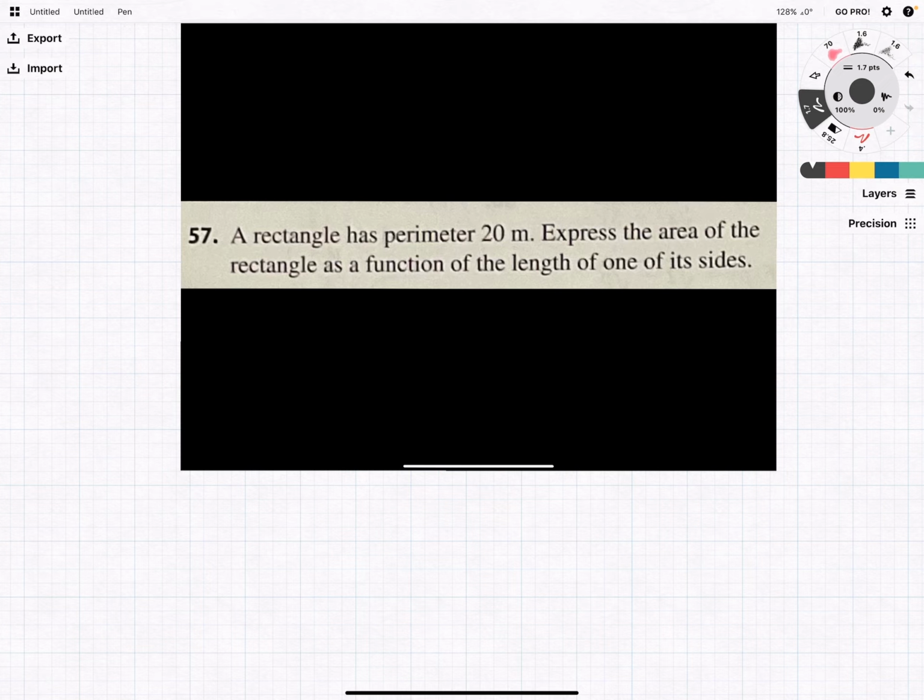This is Stewart Calculus 8th edition, section 1.1, problem number 57. These problems are a little bit more interesting because it works with manipulating some of the variables to really try to get what we want.